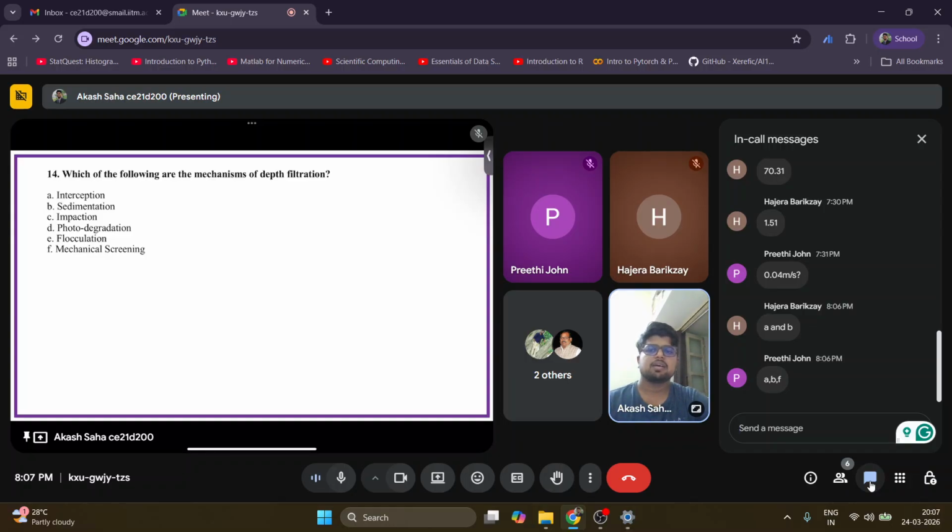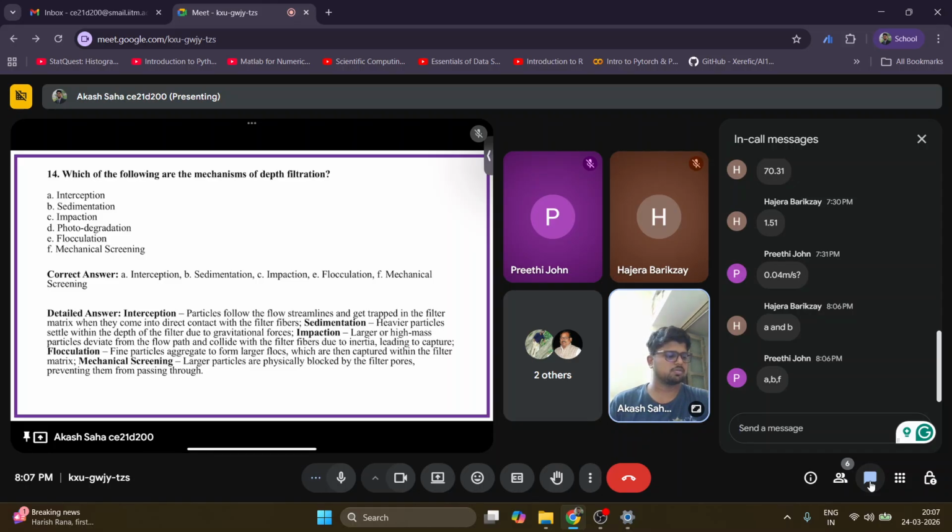So ideally, if we talk in terms of only depth filtration, except photodegradation, everything can happen. So all of them are the correct answer. Impaction is when the particle is not able to follow the flow because of its own inertia and it gets deviated. Interception, as the name says, sedimentation, impaction, flocculation we have seen, and mechanical screening. Everything will happen in depth filtration.